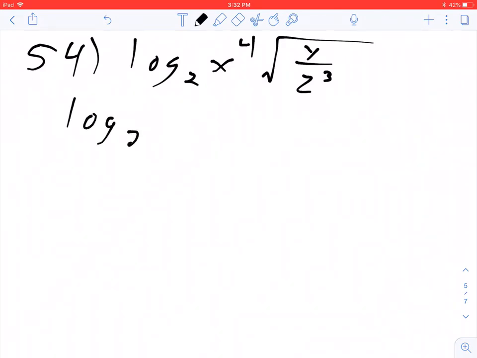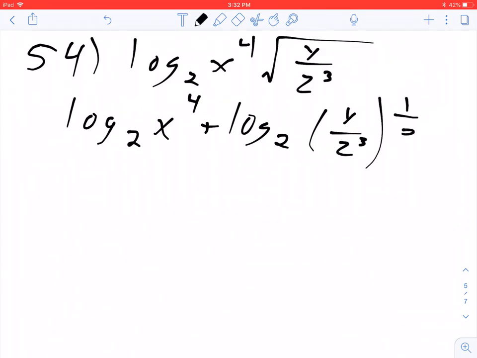So we're going to have log base 2 of x to the fourth plus log base 2 of y over z to the third to the 1/2 power. And that is not the 1/2 power. I apologize. That is a 4th root. Never mind. What am I talking about? It is the 1/2 power. I got the 4th mixed up with the 4th power on the x. So there we go. We have log base 2 of x to the 4th plus log base 2 of y over z to the 3rd to the 1/2 power.